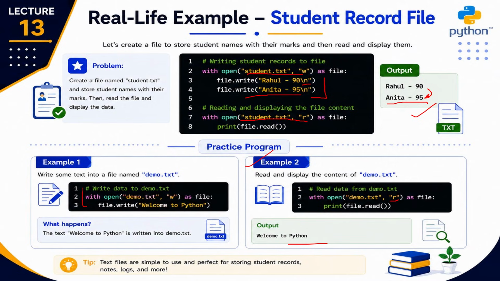So text files provide a simple way to store information permanently. In this example, we stored the student names and marks and then read those records back from the file. With this basic concept, we can start building more useful file-based Python programs.